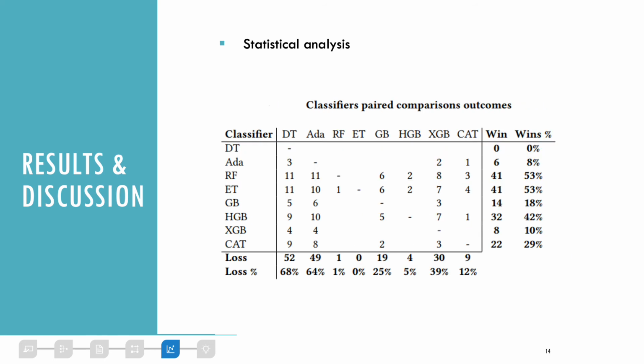We further expanded the previous statistical test results to present classifiers' paired comparisons as shown in this table. If you read this table row-wise, it shows the row classifier wins against the column classifier. If you are reading it the other way around, the column classifier loses against the row classifier. If I take this number here, this represents the number of wins of extra trees against gradient boosting, and the number of losses of gradient boosting, which is 6, against extra trees. It is noticeable that extra trees never lost against any classifier in all paired comparisons.